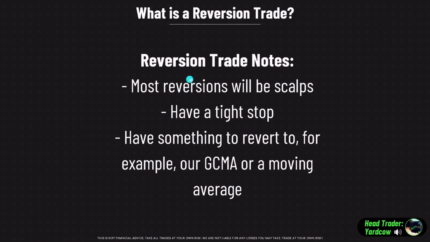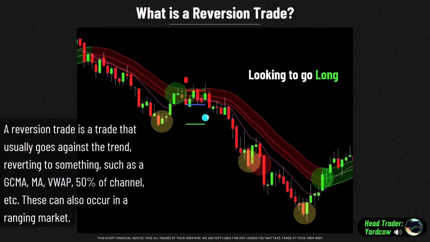So here are some notes for reversion trading. Most reversions will be scalps. So these are all pretty small trades. If you go back here, these are all pretty small trades. You're not really going to run it against the trend unless it's a complete pivot and reversal. But in this case, you're pretty much just trying to catch those pullbacks, right?